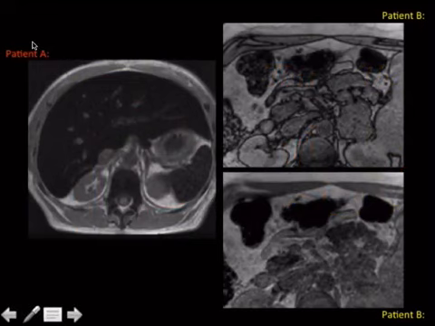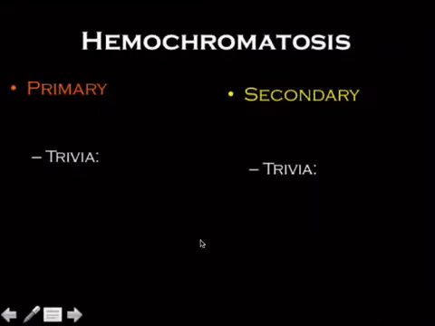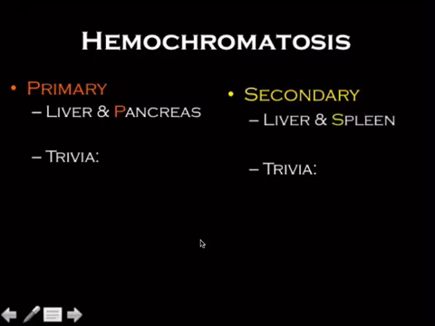So we've got a patient here with a dark liver, dark spleen, dark vertebral body. The liver is darker than the paraspinal musculature, that's not normal. And then we look at patient B, and we see some pancreas here and here. Same thing here, the pancreas is losing signal also, okay? So this is two different kinds of hemochromatosis. The primary kind that involves the pancreas, P for P. The secondary kind that involves the spleen, S for S.